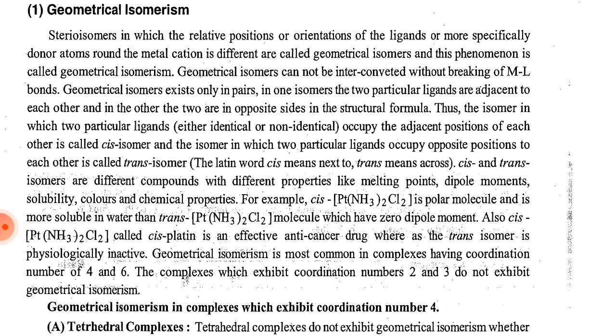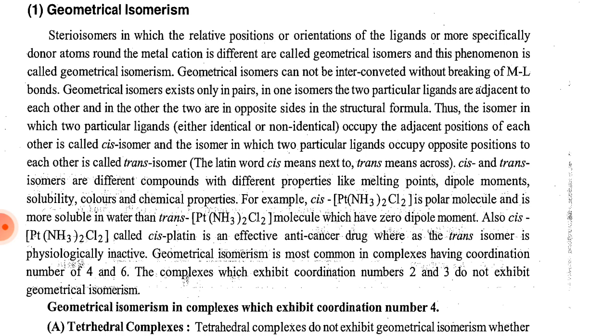Geometrical isomerism is a kind of stereoisomerism where a number of ligands, or specifically donor atoms, are joined around the atom very differently. Geometrical isomers cannot be interconverted without breaking the M-L bond. So could they be interconverted? They can, but the metal-ligand bond must be broken.